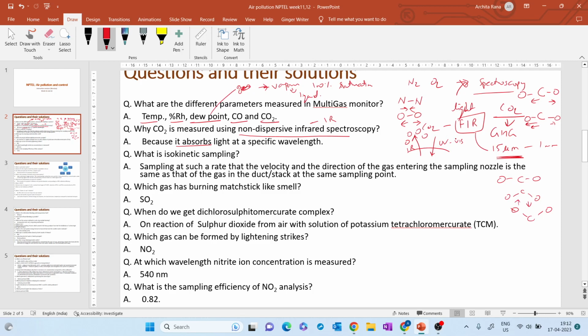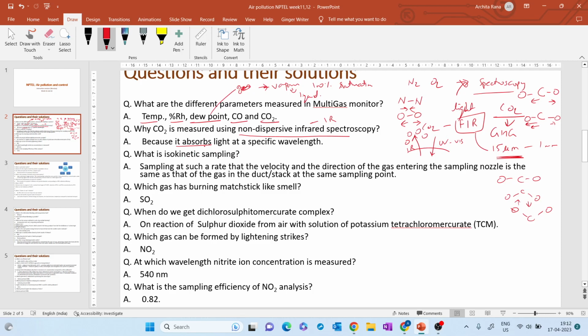So the vibration of CO2 molecules is a very complex vibration. It can show multiple types of vibration. That is why it absorbs light, and it absorbs mainly in the far infrared region, which starts from around 15 micrometer. Now next is isokinetic sampling.